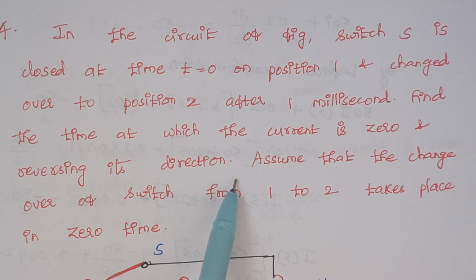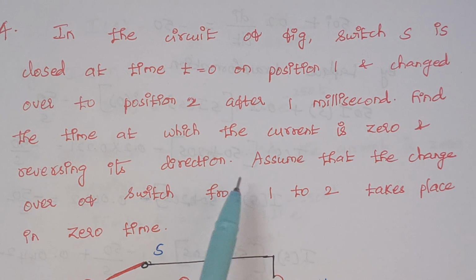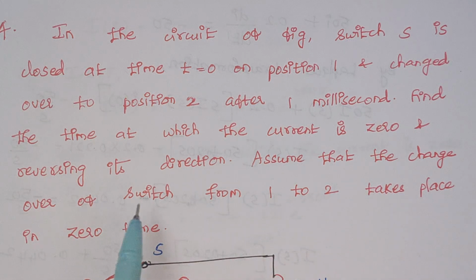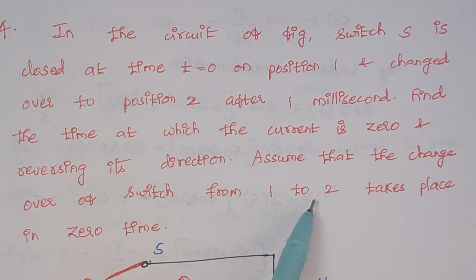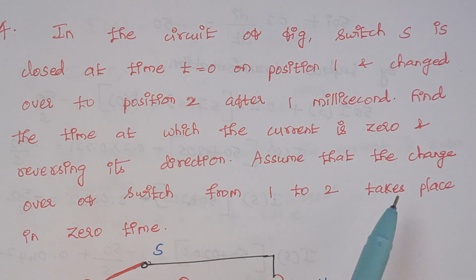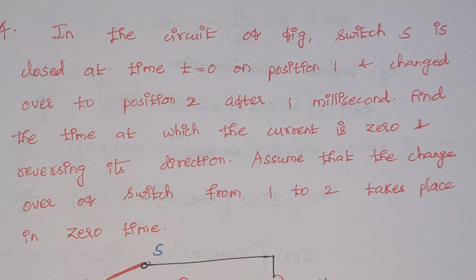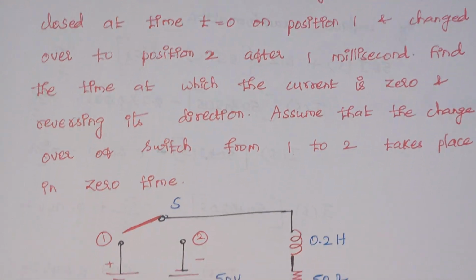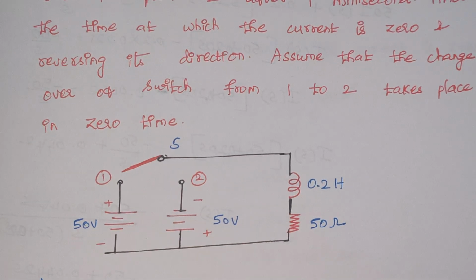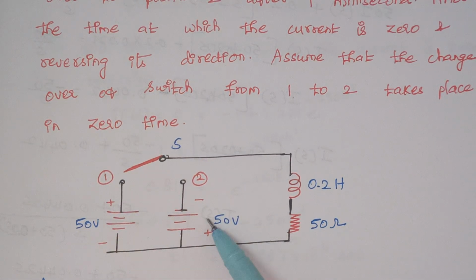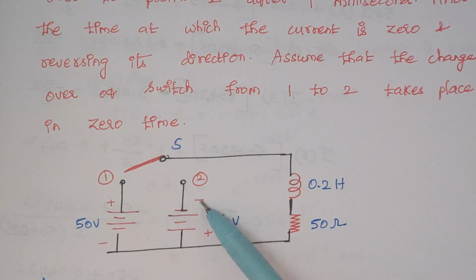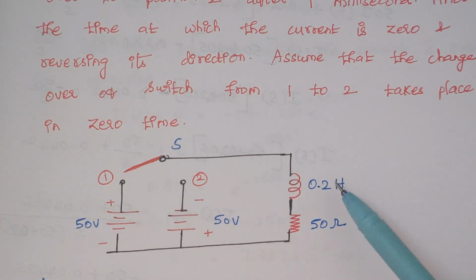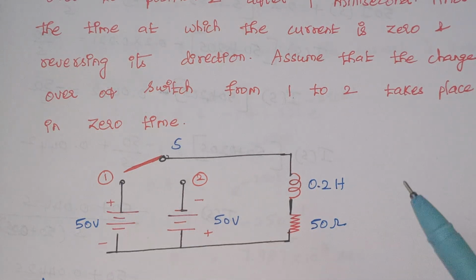Okay, we have to calculate the time when the current is 0. Assume that the changeover of switch from position 1 to position 2 takes place in 0 time. Right. So here we are transferring the switch quickly. That's it. So this is your given circuit diagram. Again you see here we are having two voltage sources but opposite polarities, right? Here you see plus minus and here it is minus plus, and we are having an RL circuit again, right?